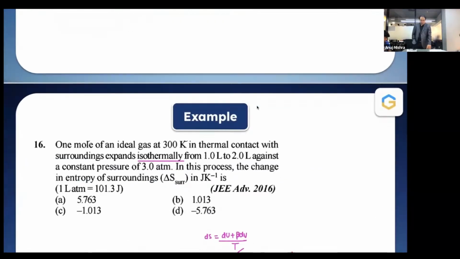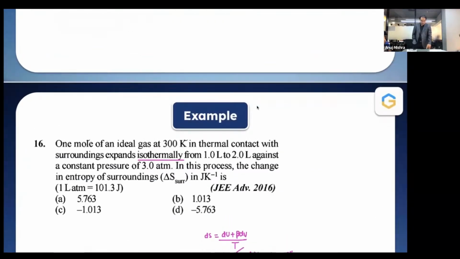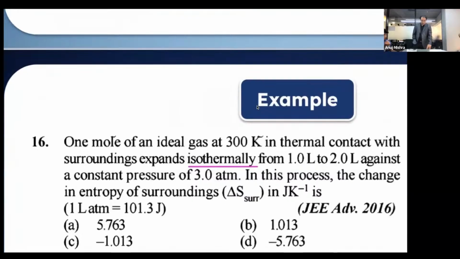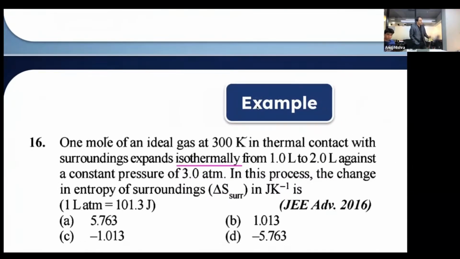For isothermal, it's DS upon T. Otherwise, it's the general formula: dq upon T. DS is dq upon T is a general formula. DS system is dq reversible upon T is a general formula. कहीं भी लगाओ, कभी गलत नहीं होगा.